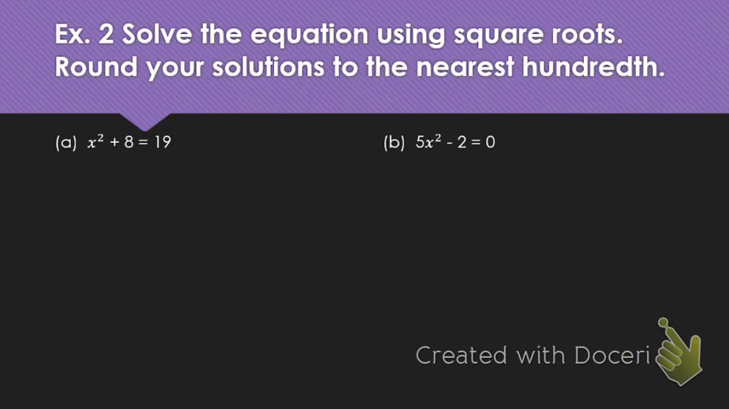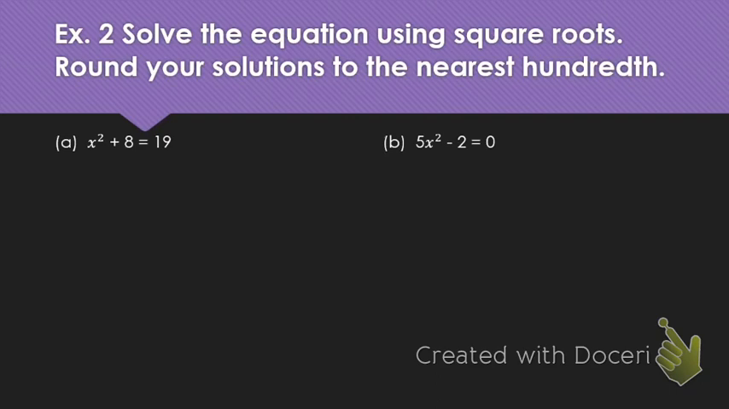Now, our second example says solve the equation using square roots. So the same method, but now it says round your solution to the nearest hundredth. Now, this is the key that the calculator is okay. So when you see that the example has asked you to round your answer, this is where they don't want exact answers. They're not asking you to do upside down division. They are allowing you to do the work in the calculator. So go ahead and grab your calculator and let's solve the equation.